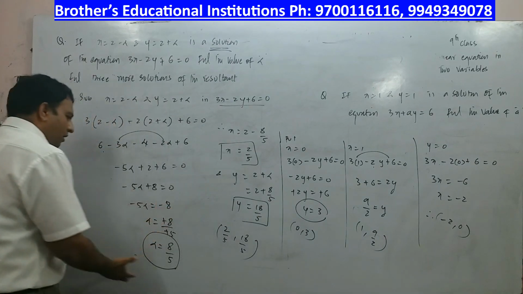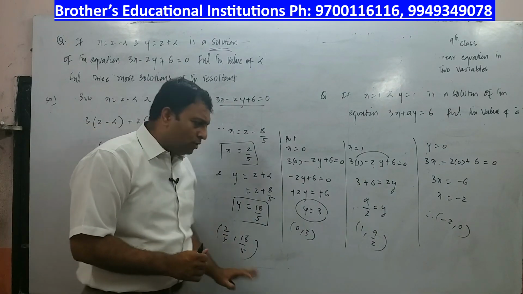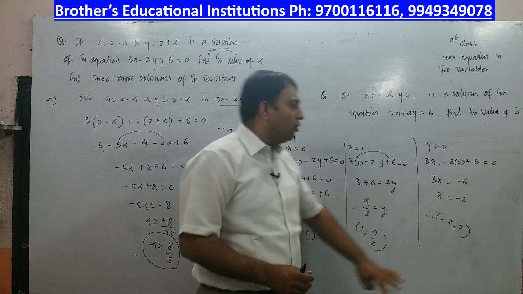So we found the value of alpha, and for that value of alpha this is the solution, and these three are the different solutions, 3 extra solutions.